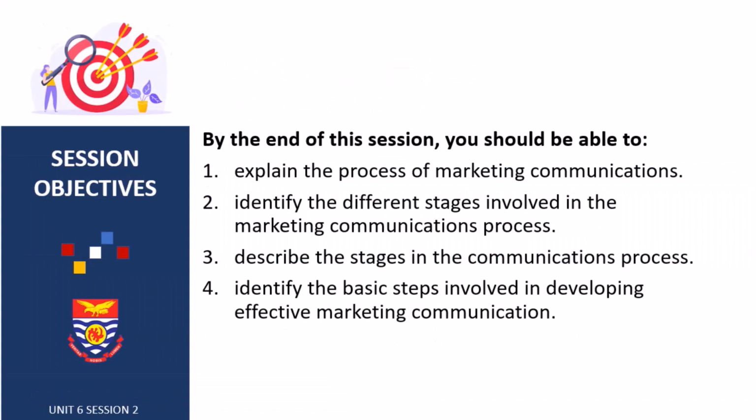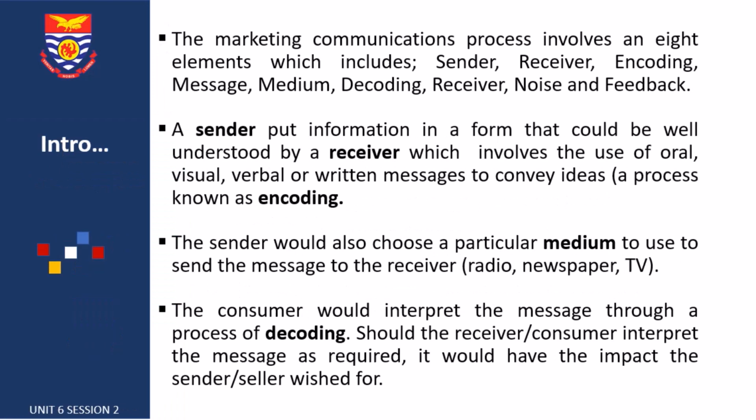By the end of this session, you should be able to explain the process of marketing communications, identify the different stages involved in the marketing communication process, describe the stages in the communication process, and identify the basic steps involved in developing effective marketing communication. The marketing communication process involves 8 elements, which include the sender, the receiver, encoding, message, medium, through to feedback.